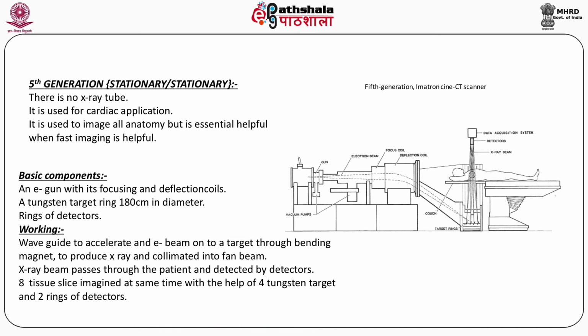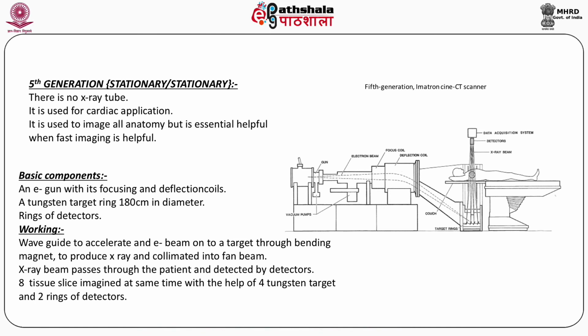It has an electron gun with focusing and deflection coils, a tungsten target 180 centimeters in diameter, and a ring of detectors. In its working, a waveguide is used to accelerate the electron beam onto a target through bending magnets to produce X-rays, and collimate it into a fan beam. The X-ray beam passes through the patient, and the other side of the patient is enclosed by the detectors.